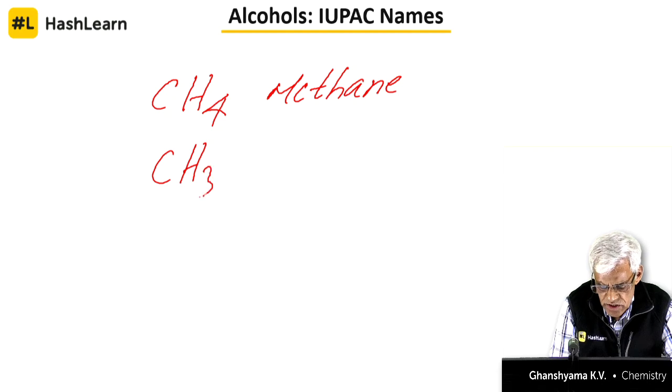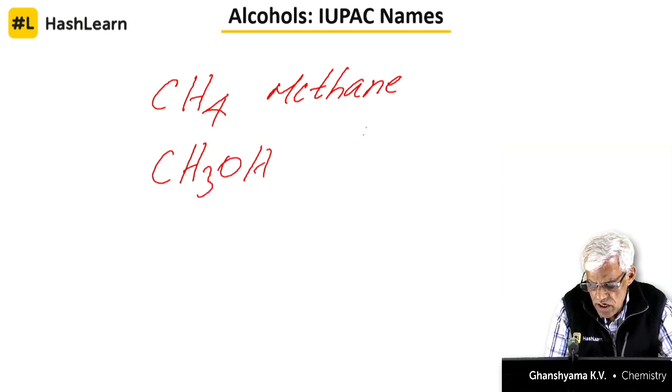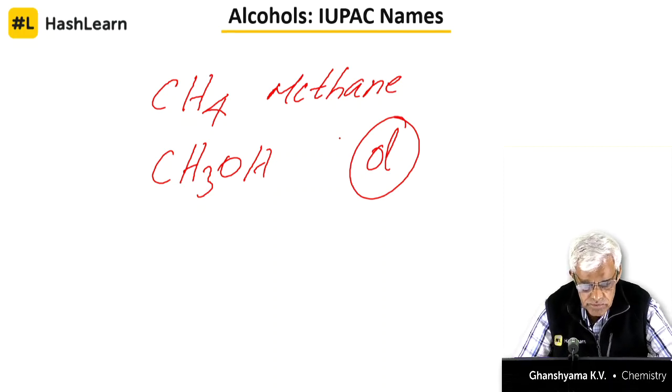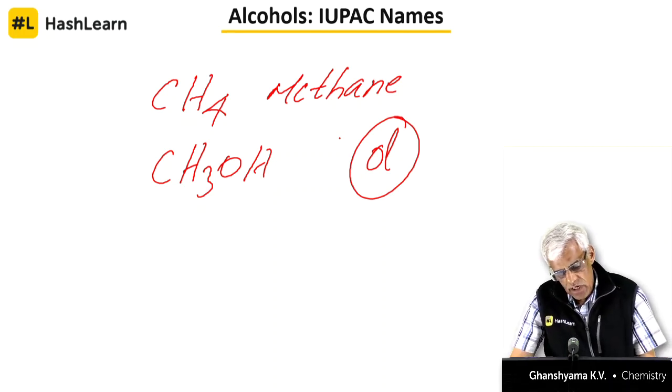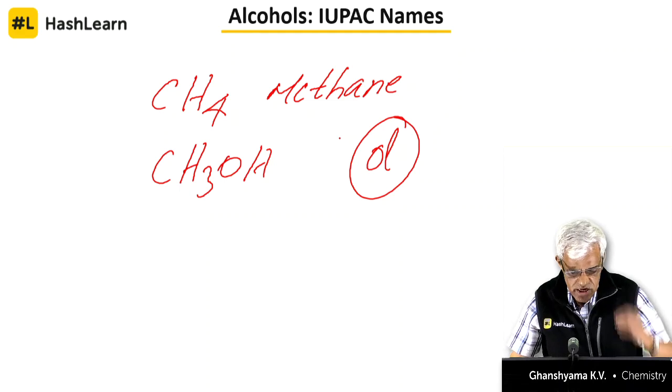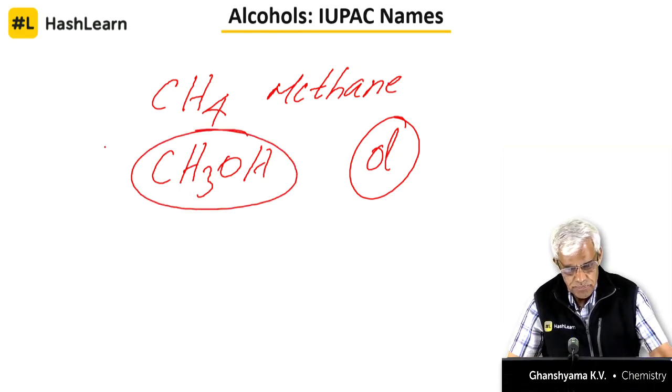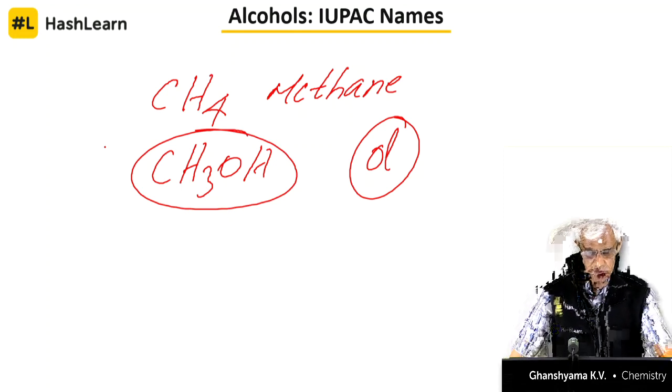So, alcohol containing one carbon atom: the E is replaced by OL. If you replace E by OL, that is alcohol. So, this is methanol.